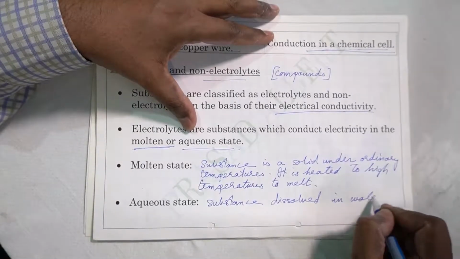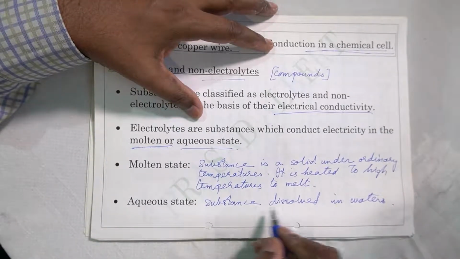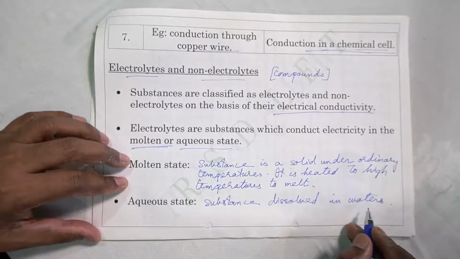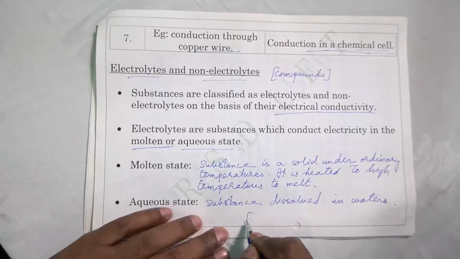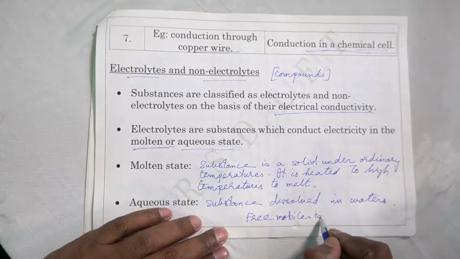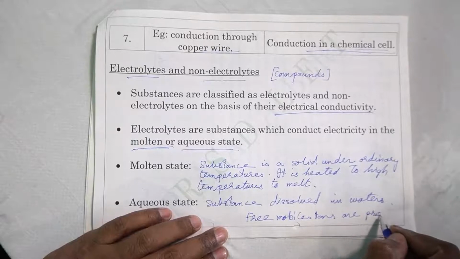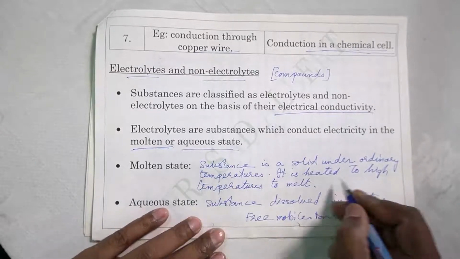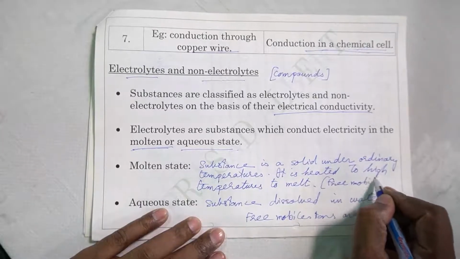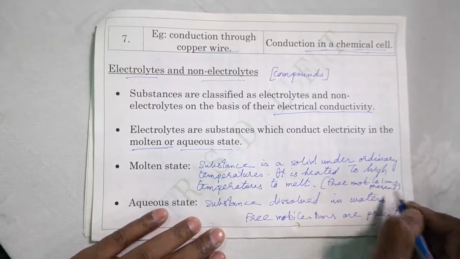We have discussed both these things under properties of ionic compounds. You can see that video again. There we have discussed ionic compounds dissolving in water and splitting into ions. So here again free mobile ions are present, and in the molten state also free mobile ions are present. So this is something to understand.